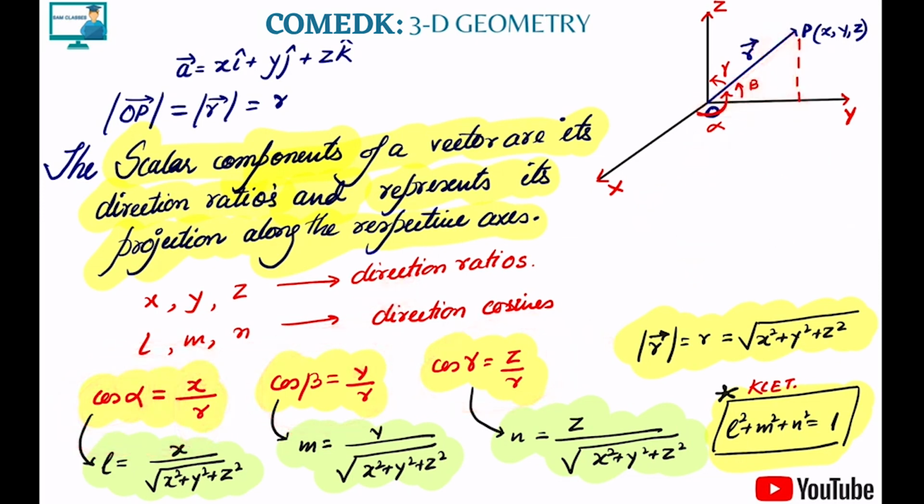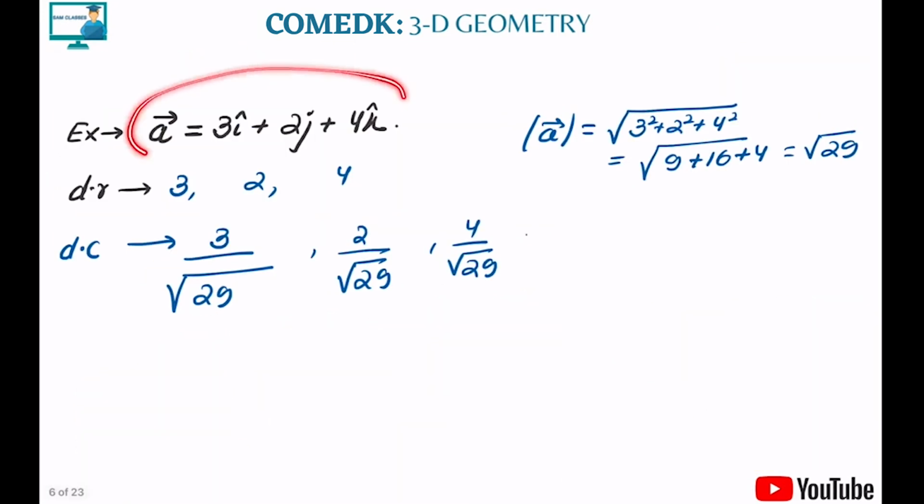That's it. So L is equal to x by root under of x square plus y square plus z square. Same way, m is equal to y by root under of the same thing, and n is equal to z by the same. So the direction cosines are nothing but the direction ratio divided by the magnitude of the vector. That's it. We'll take an example also.